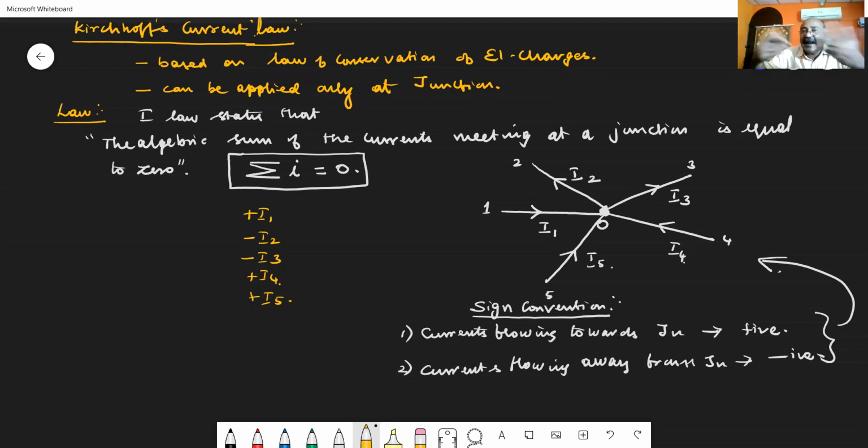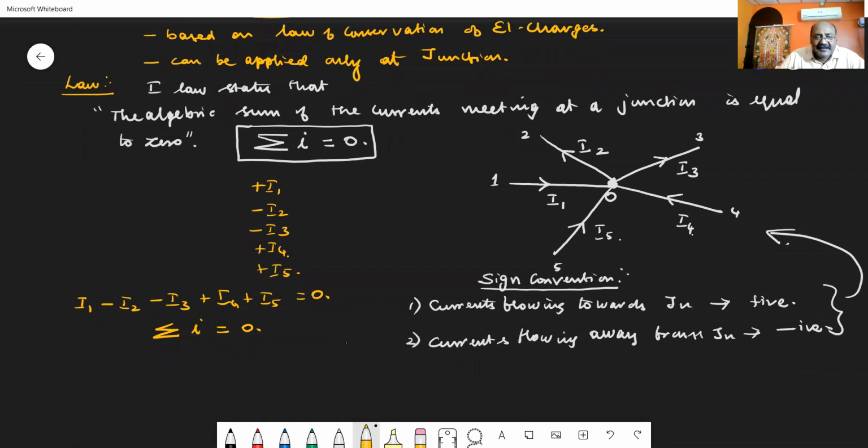If it is positive, add it. If it is negative, subtract it. So according to the law, how can I write this? Algebraic sum: I1 minus I2 minus I3 plus I4 plus I5 equal to 0. This is generally written as sigma of current I equal to 0. Or in some other way, I can write this also.